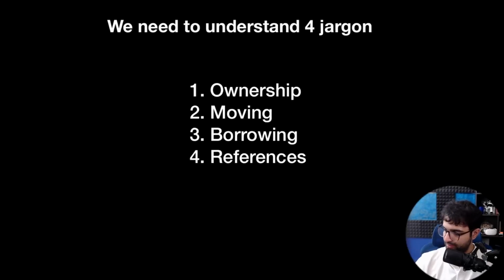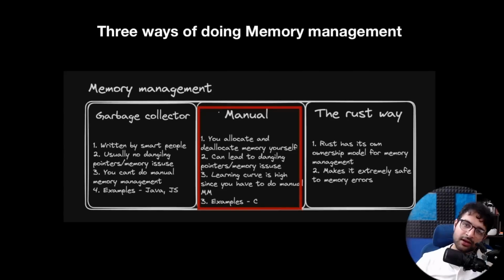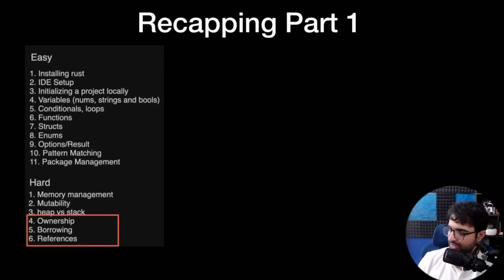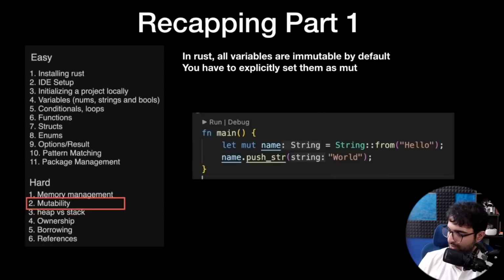All right. Why are we learning these four concepts? Because Rust does memory management a certain way. There are three high-level ways languages do memory management. Number one is by using a garbage collector. Firstly, what does memory management mean? It means cleaning things up from the heap.